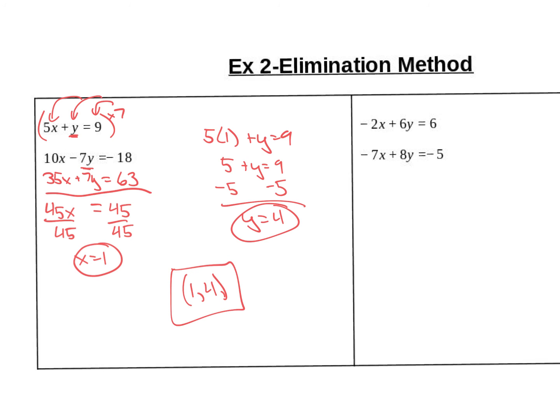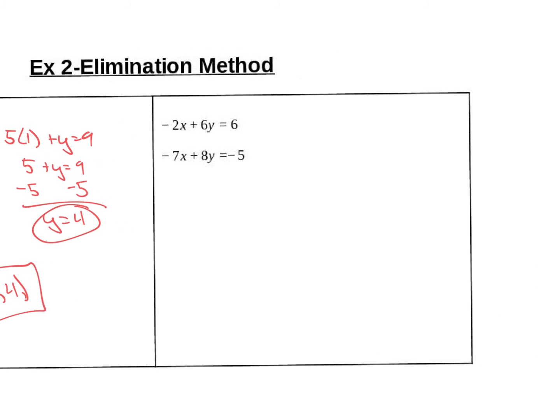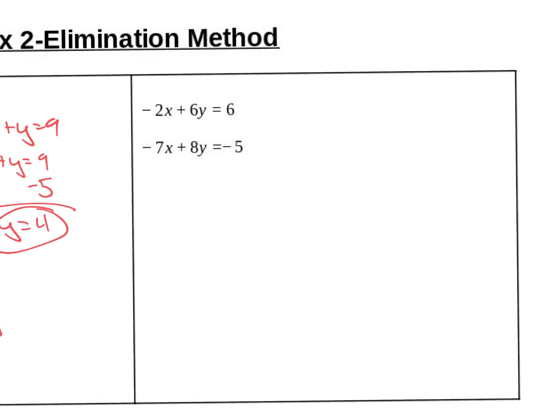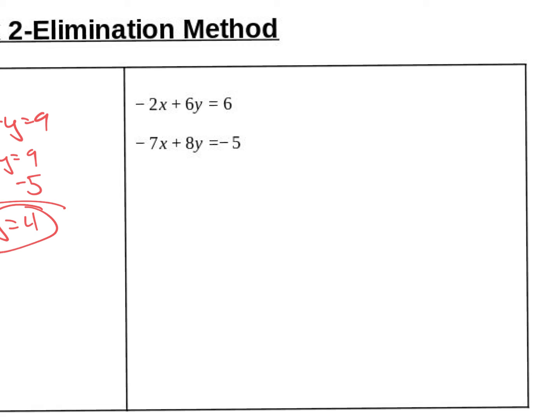Okay. Look at the second example. Now this one here, we're looking at this and saying, well, the x's line up, y's line up, but I can't do anything very easy just to multiply anything by 2 to get to a 7 or anything by 6 to get an 8. So this one here, we might have to figure out which one we want to solve for.